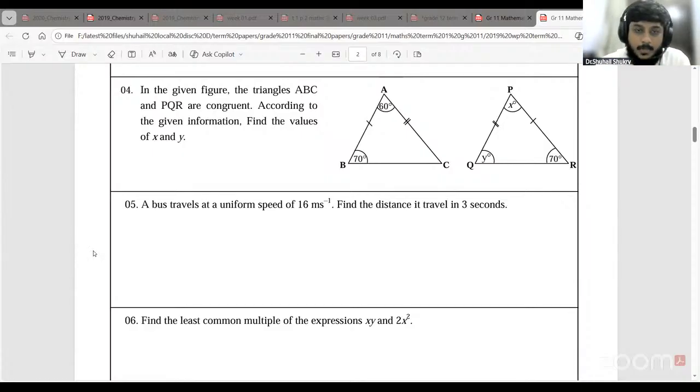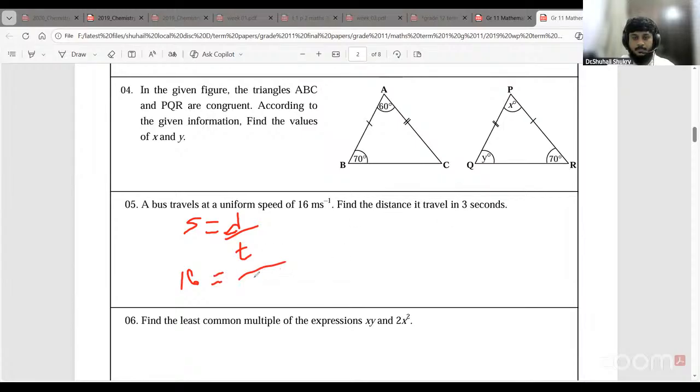Okay. Now, a bus travels at a uniform speed of 16 m/s. Find the distance. Most of the students have got the answer. Very good. Speed equals distance divided by time. For speed, you have 16. For distance, you have d, which we have to find. And the time taken is 3 seconds, so put 3 for t.